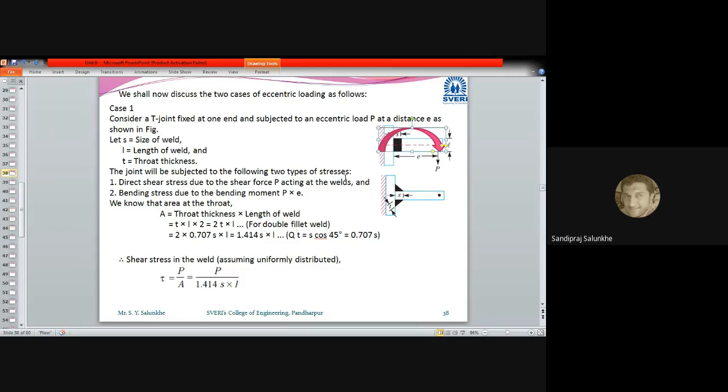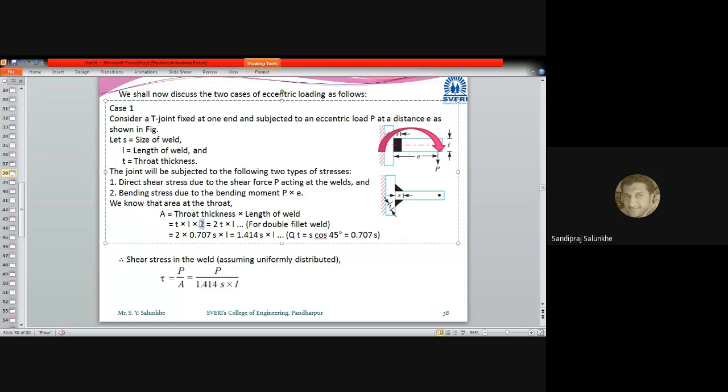Now, the direct shear and the bending stress are generated because of the eccentric load, and the bending moment will be equal to P into E. Here we want to calculate the throat area, that is the welded area. It is throat thickness multiplied by length of that weld, so it is T into L multiplied by 2. The 2 is there because we are using the weld from both sides. If it is used from the upper side only, or from the bottom side only, we'll take only T into L. As the welding has been done from both sides of that plate, that's why 2 is used here.